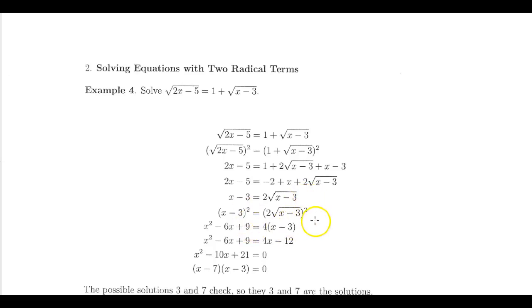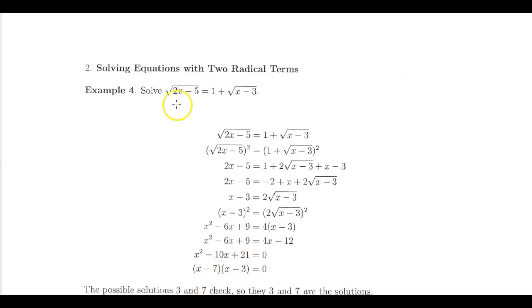And then we can square both sides, and we get x squared minus 6x plus 9 on the left-hand side. 2 squared is 4, and the square of the square root of x minus 3 is x minus 3. And we can distribute the 4 to the right-hand side. Then we can subtract 4x and add 12 to both sides, and it factors into x minus 7 times x minus 3. And so 3 and 7 are possible solutions.